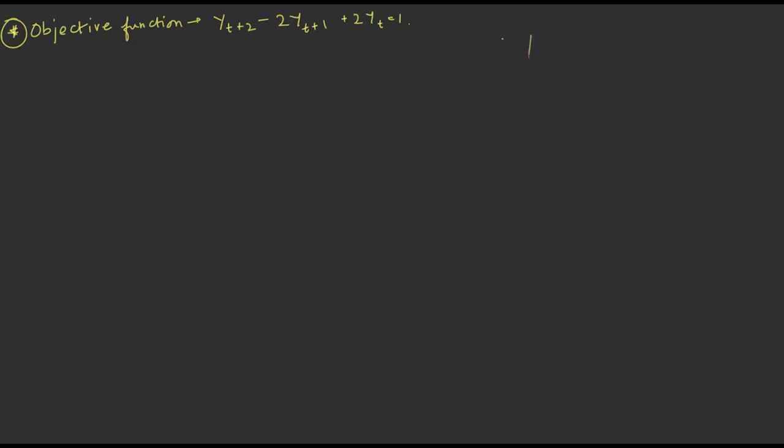Example, in another color. The objective function is y(t+2) minus 2y(t+1) plus 2y(t) equals 1. This is the question given. Additional information is given: y0 equals 3 and y1 equals 4. So let us first compare with the solution.